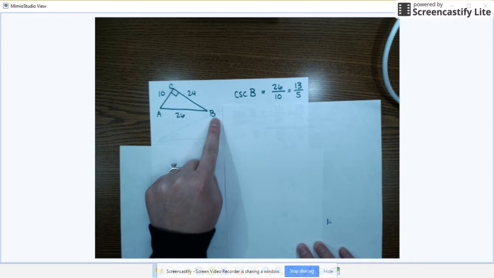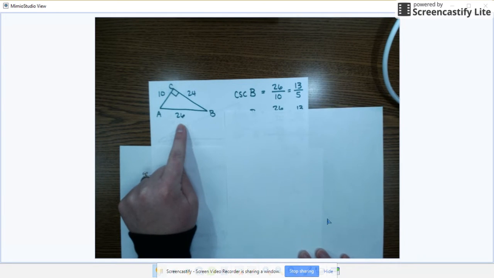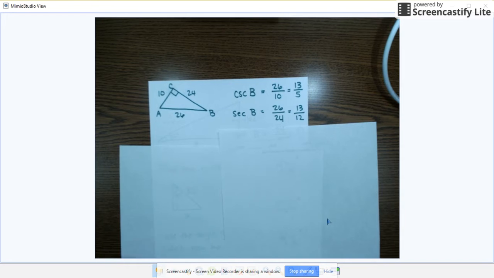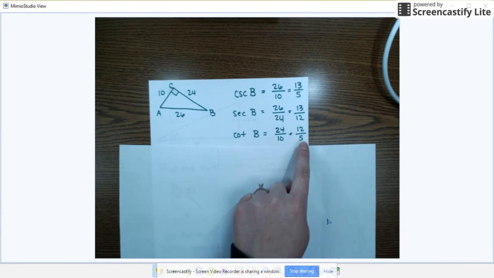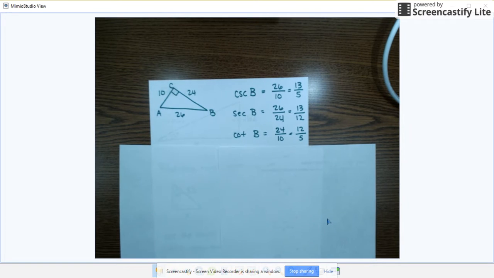The secant of B is now the inverse of cosine. So we're looking for hypotenuse over adjacent. Well, 26 over 24 simplifies to 13 over 12. And then cotangent is the inverse of tangent. So it would be adjacent over opposite, which would be 24 over 10, simplified to 12 over 5. So make sure you get these fractions and don't forget to simplify them.